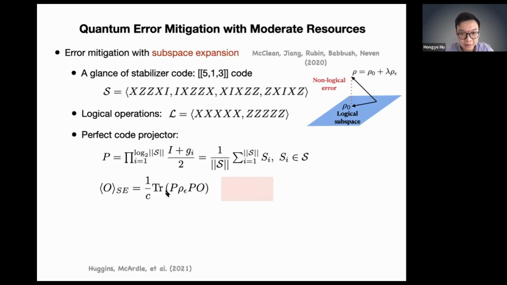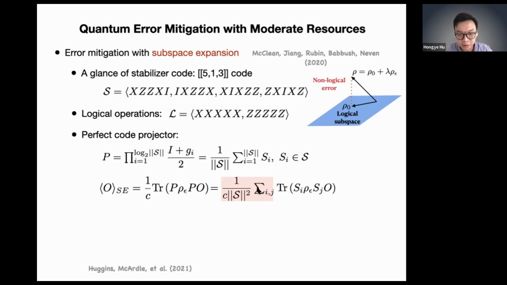However, this projection is not easy in the experiments. So how do we achieve that? People propose that we can expand this projection operator into all the group elements. In the experiments, we can measure this linear property, and effectively, when we do the summation, we achieve the projection to the logical subspace. This is nice in the sense that we can actually run this experiment on near-term quantum devices, just a linear readout.